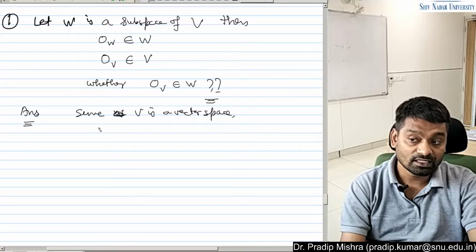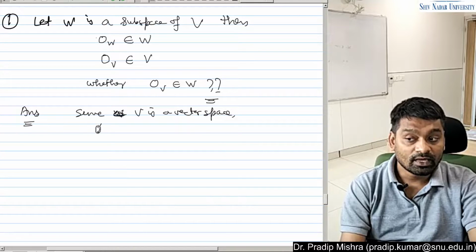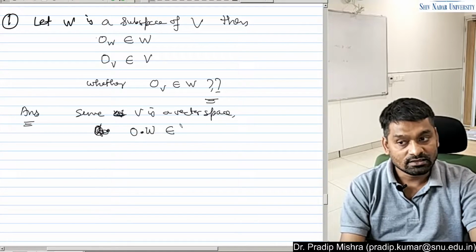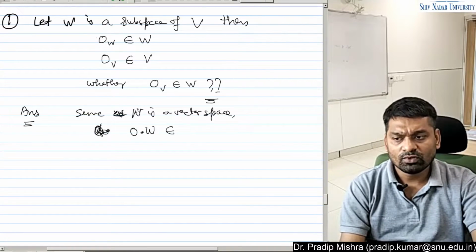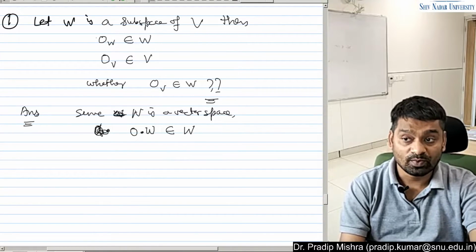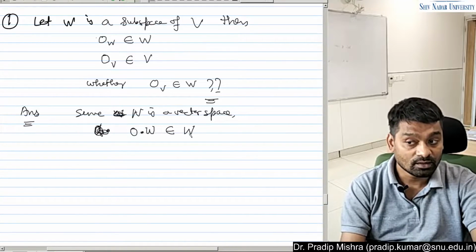So since V is a vector space, we know one property. What is the property? You take some alpha, a real number, or you take 0 in the real numbers, and then you multiply any vector in V. So where should that lie? That must lie in V, and similarly W is a vector space, so that should lie in W. Why? W is a subspace, so this means that W is a vector space, so therefore 0 times w has to lie in W.